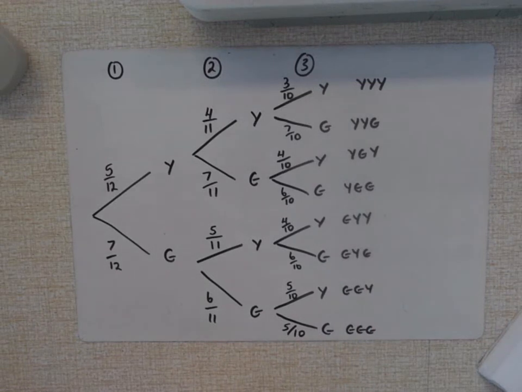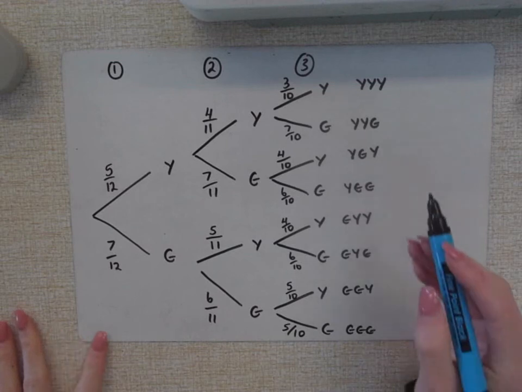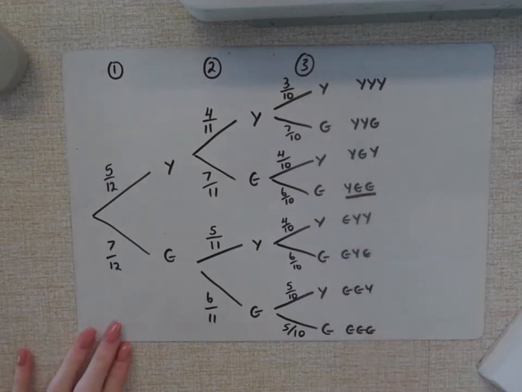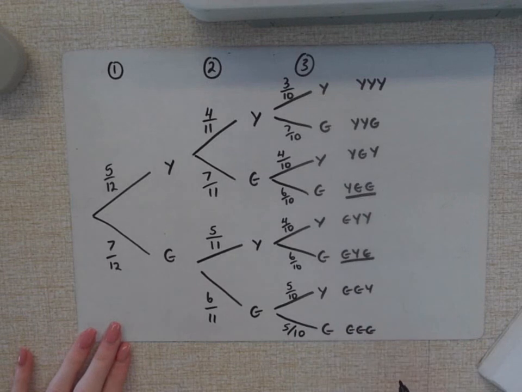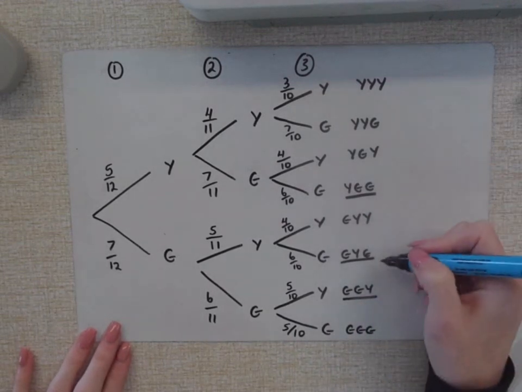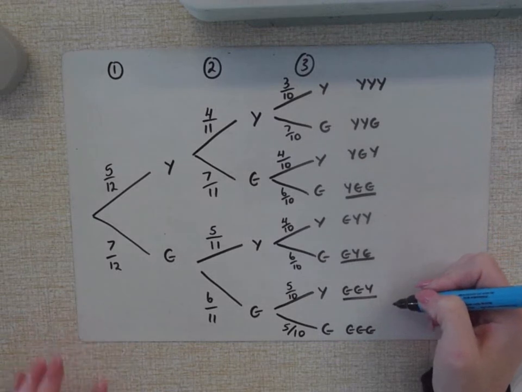Now, the question was, draw a tree diagram and find the probability of selecting exactly 2 green beads. So where does that happen? Exactly 2. Yellow, green, green. Green, yellow, green. Green, green, yellow. So it could happen that way or that way or that way. So what will you do with your probabilities?